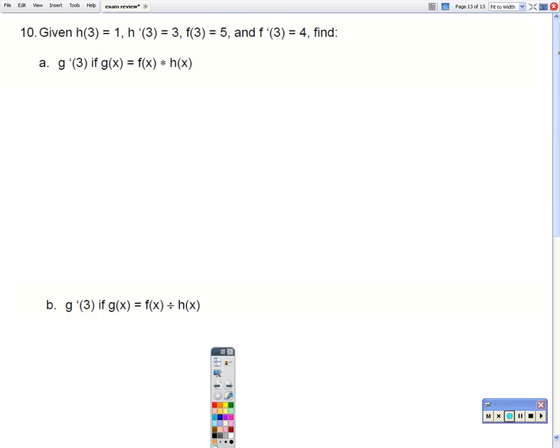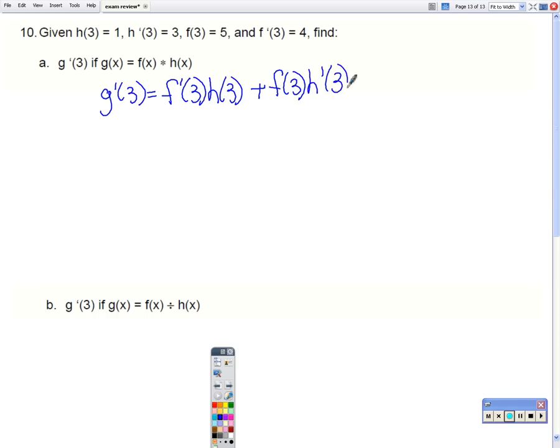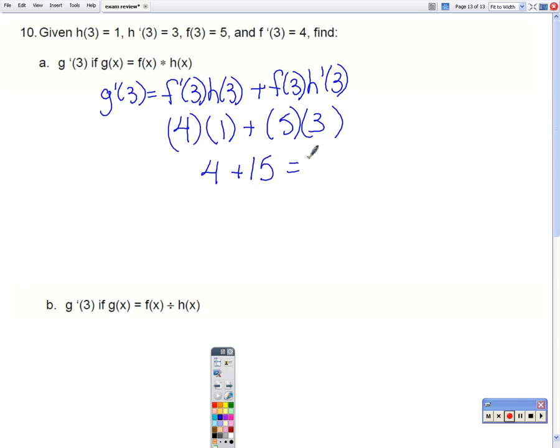Okay, the last problem is really similar. So g prime of 3 is f prime of 3 h of 3 plus f of 3 h prime of 3 using the product rule. I'm going to substitute in with what we're given. F prime of 3 is 4. H of 3 is 1. F of 3 is 5. And H prime of 3 is 3. So we've got 4 plus 15 equals 19.